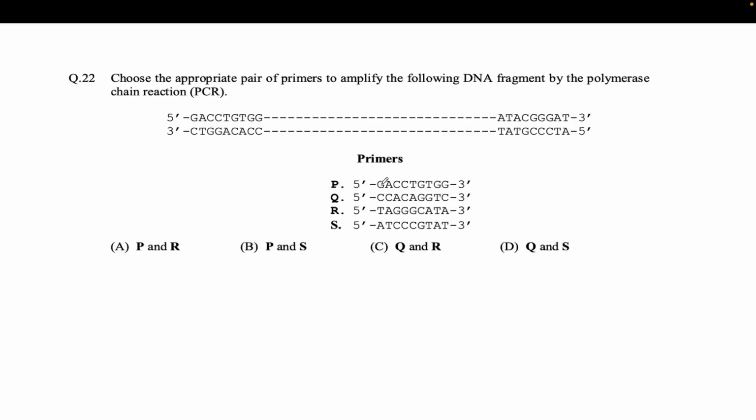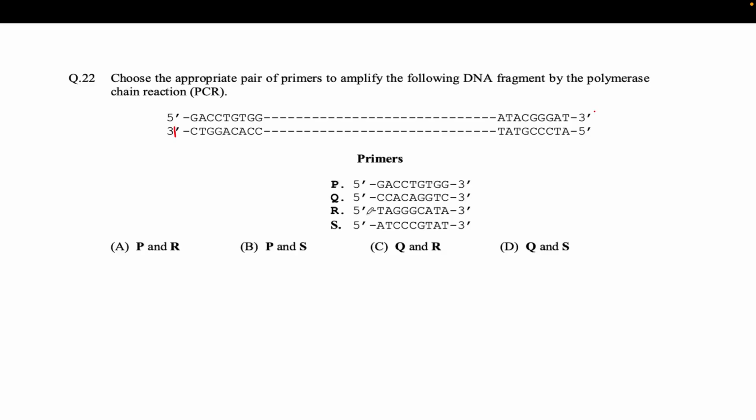Here, all the primers are given starting from the 5 prime end to the 3 prime end. If you take this side sequence, it is 5 prime to 3 prime end, so it would not be complementary to the primer. So you have to target the 3 prime end of the template, this side and this side. Then only the primer will start from the 5 prime end and it will be complementary. On this side the primer will not be complementary because it also starts from the 5 prime to 3 prime end.